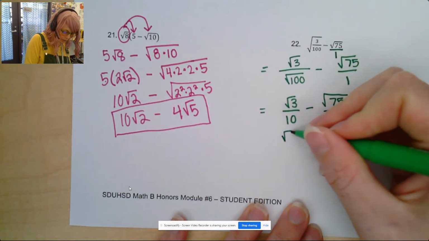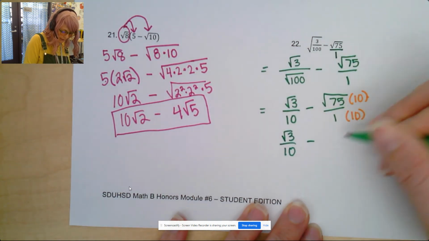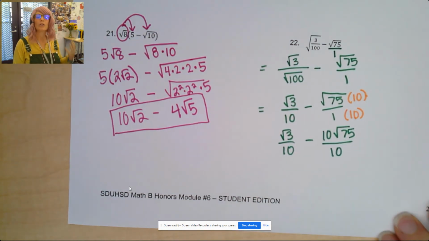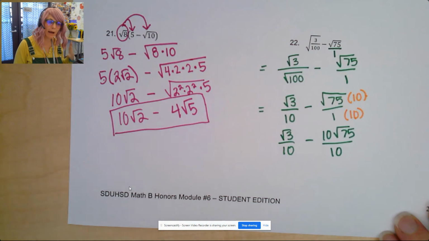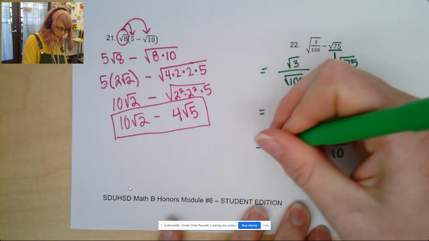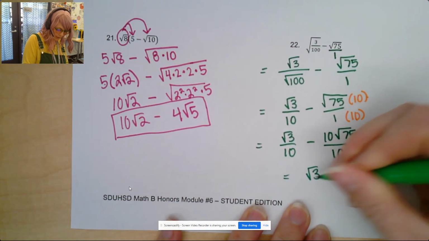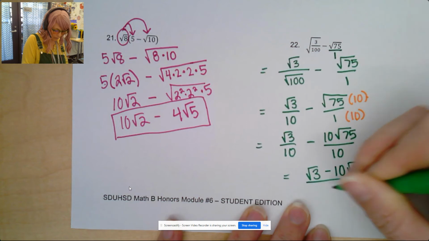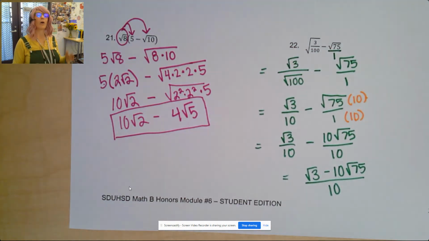So we have square root of 3 over 10 minus 10 square root 75 all over 10. You're like, these 10s cancel out. No, we just did that so we can combine them. Do not cancel them out again. You'll undo all your hard work. Okay, so now we have square root of 3 minus 10 square root 75 all over 10. And you're like, we're done.